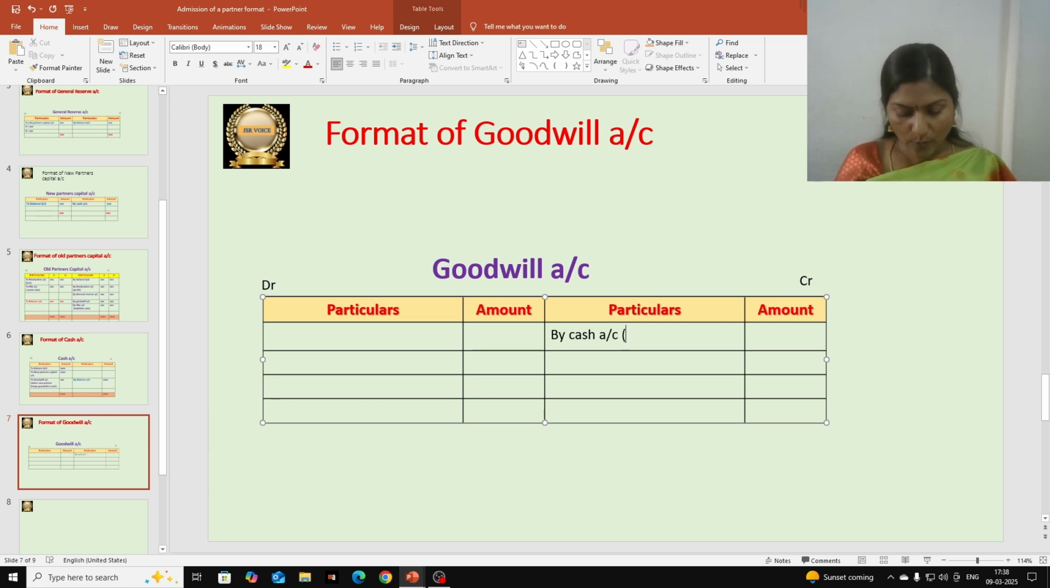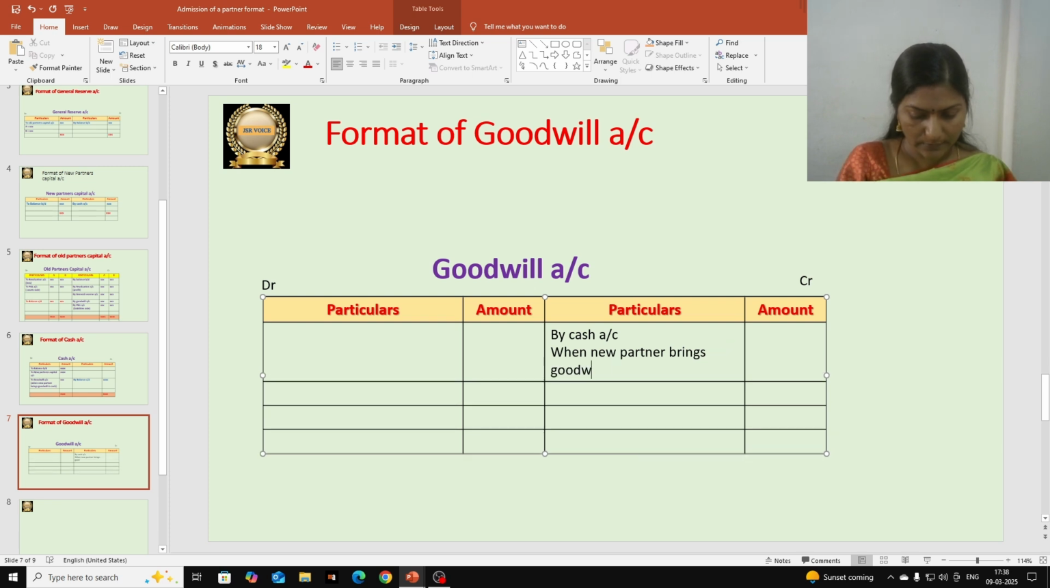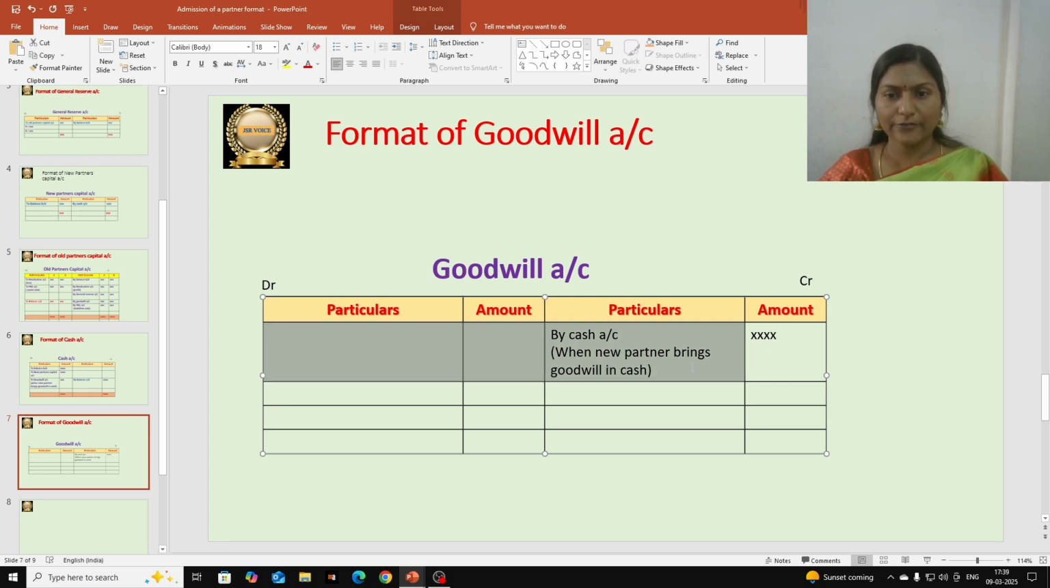This we will write only if goodwill is brought by the new partner. When the new partner brings goodwill in cash, that time we write here. If the new partner brings goodwill in the form of cash, we will write this. So whatever amount he brings, that we are going to write. Hope this is clear for everyone.